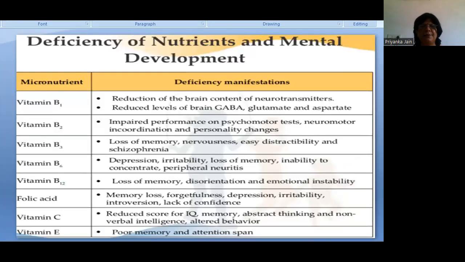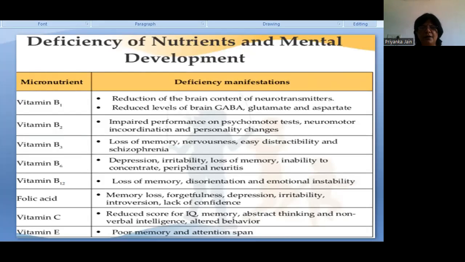Now, vitamin B1 deficiency affects the body, like reduction of brain content of neurotransmitters and the level of brain GABA, glutamate, aspartate. Vitamin B12 deficiency impairs performance on psychomotor tests, with neuromotor incoordination and personality changes. Vitamin B3: loss of memory, nervousness, easy distractibility, and schizophrenia. Vitamin B6 affects the body with depression, irritability, loss of memory, inability to concentrate, peripheral neuritis. Vitamin B12: loss of memory, disorientation, and emotional instability.